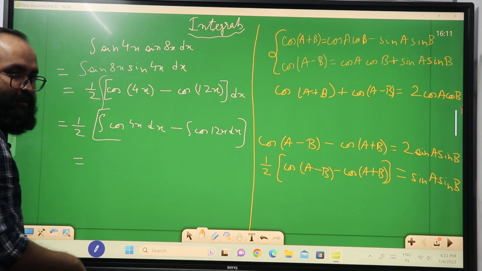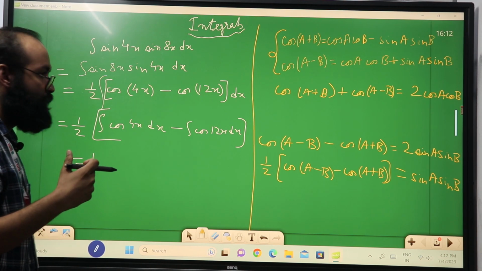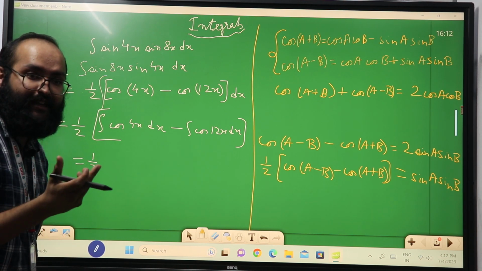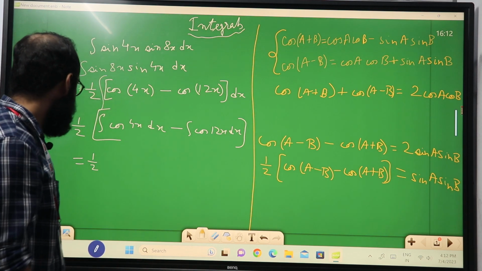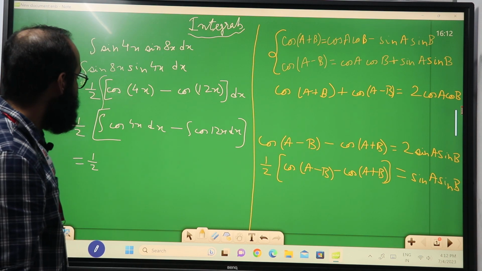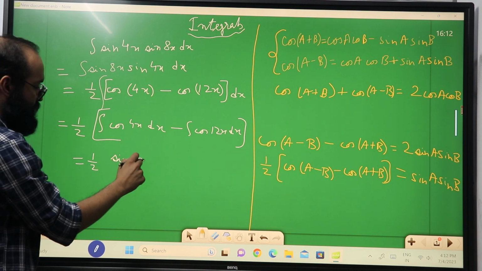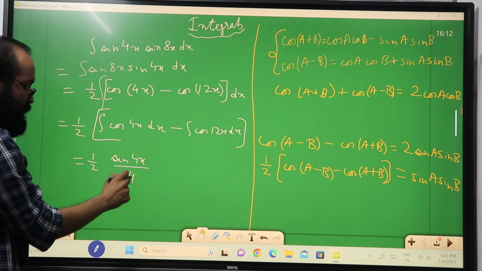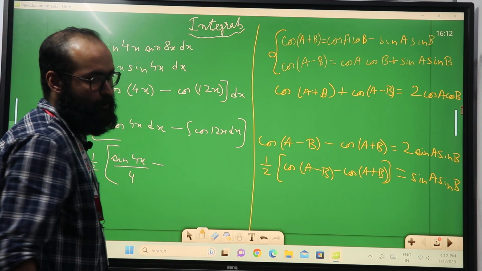What is integration of cos x? Sin x, minus or plus? Plus sin x. So, what will be integration of cos 4x? Sin 4x by 4. Do you remember we did this? Minus, what is integration of cos 12x?